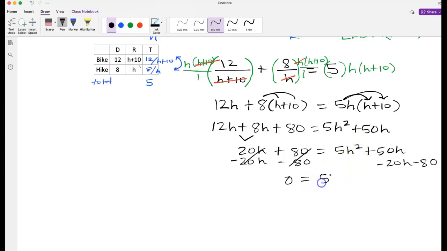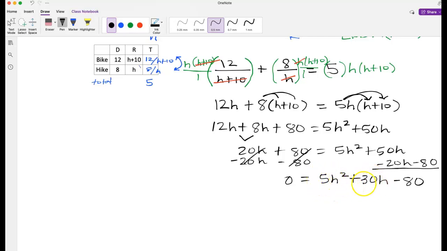And then I have 5h squared. Let's add these together. So I get 50h minus 20h is going to give me plus 30h. And then nothing to combine with that negative 80, so I'll bring it down. All right, so now I need to solve this by factoring. It's set equal to 0. But when I look at this, the first thing I always want to look for when I'm factoring is, is there a greatest common factor? And on this one, there is.